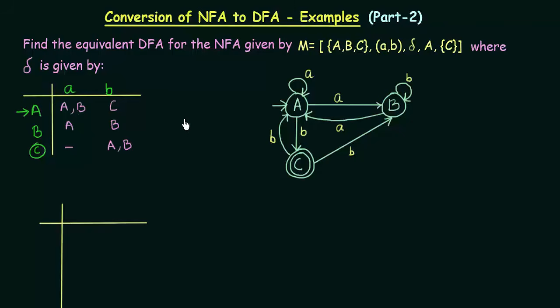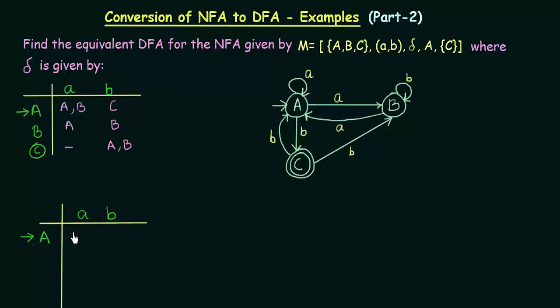Now we will convert this to the equivalent DFA, and we will be using the subset construction method that we have discussed in the previous lecture. So I'll use this table to convert this transition table to the equivalent transition table for the DFA. What will be the elements in my table? I'll have my inputs a and b, and I'll start with the initial state, which is state A.